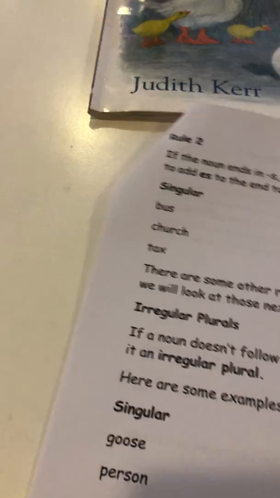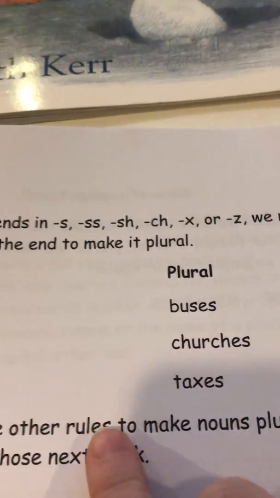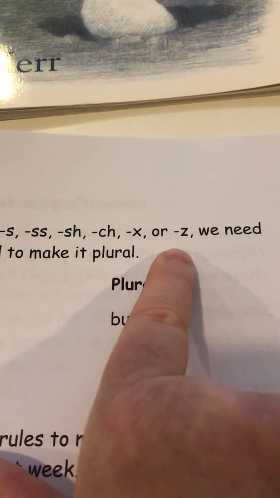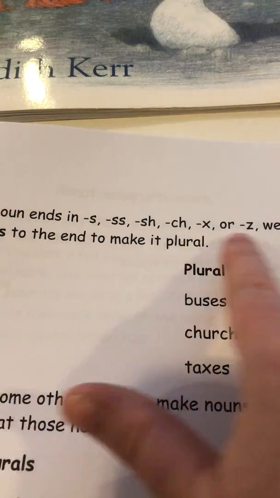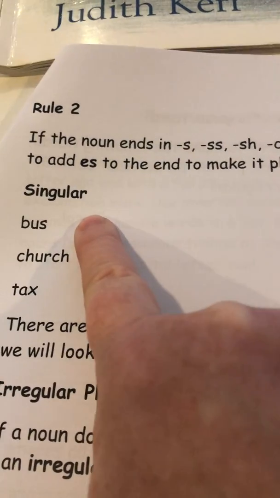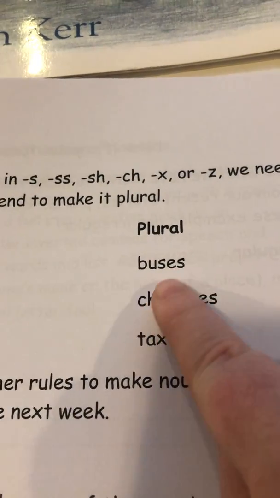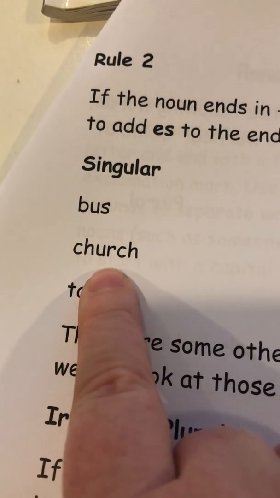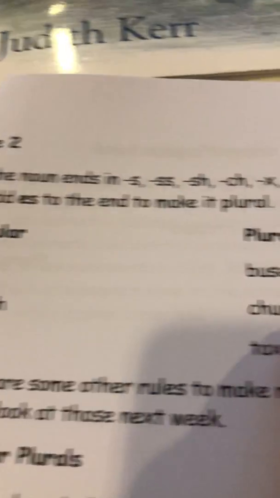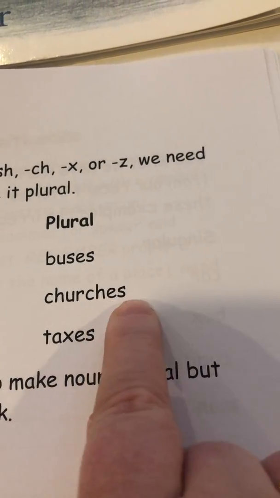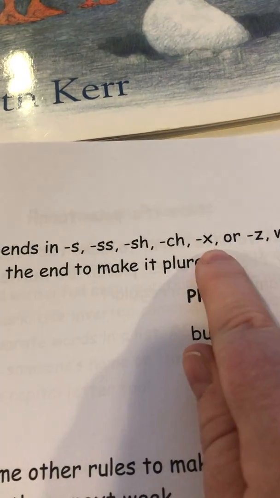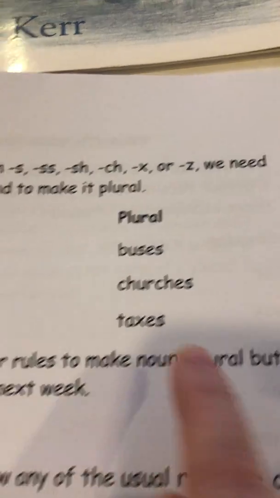Now that rule changes if the word ends in an S, a double S, an SH, a CH, an X, or a Z. If it ends in any of those letters, we need to add an ES to the end. So here's some examples of that. Bus becomes buses. We've added the ES. And church, that ends in a CH. So that was one of the ones up there that it said. Church, the plural becomes churches. We have to have an ES on the end. And the word tax, because it ends in an X, like we've just learned there, will become taxes.